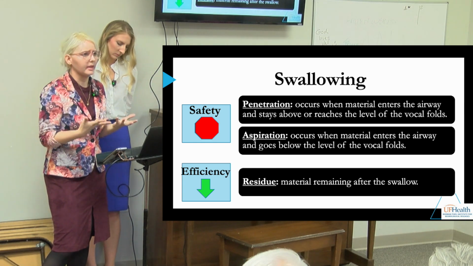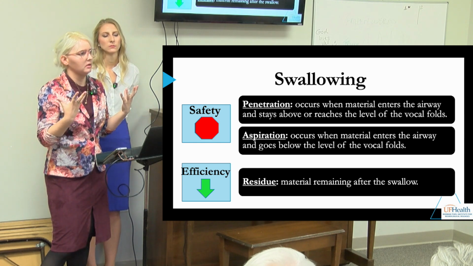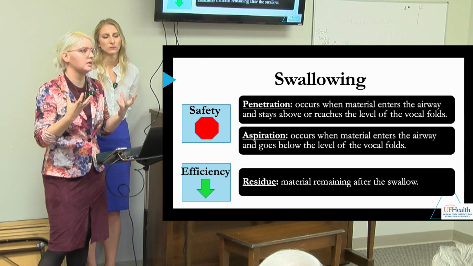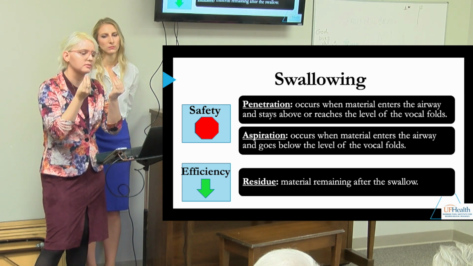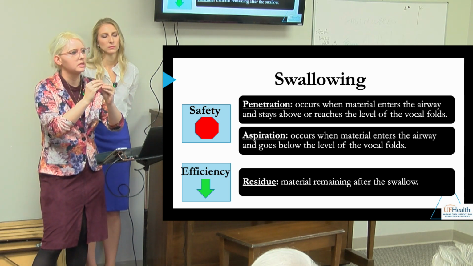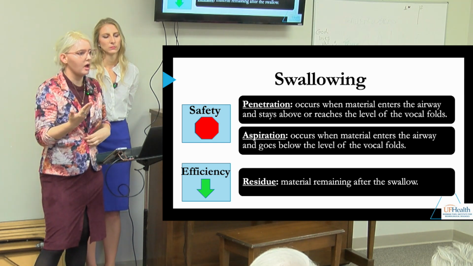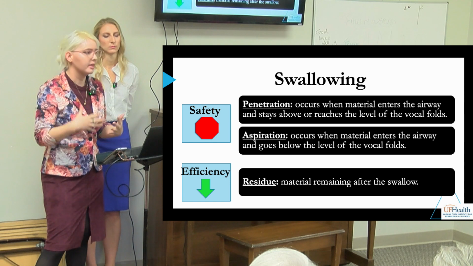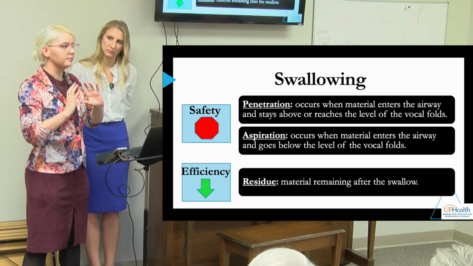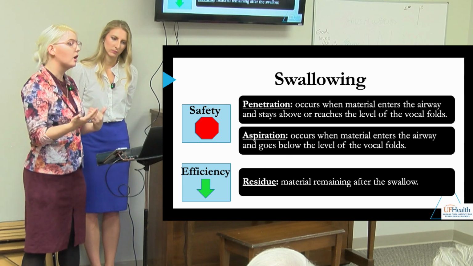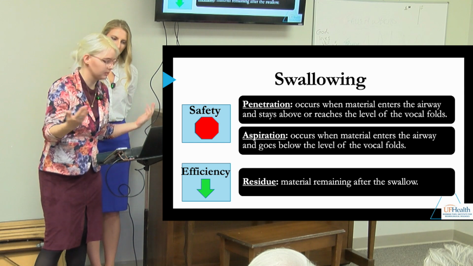So, like, there's nothing inherently unhealthy or inherently problematic with aspiration, because especially if it's clean water, your body will get rid of it on its own. But there can be secondary complications to it, and that is what we're trying to avoid. And there's several different ways we try to avoid complications if you are aspirating.